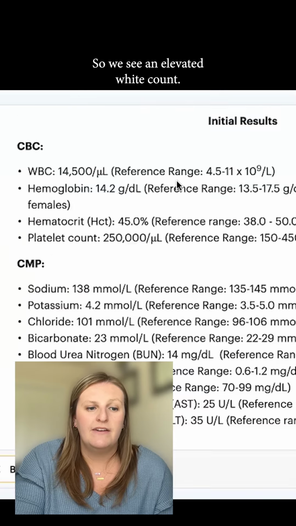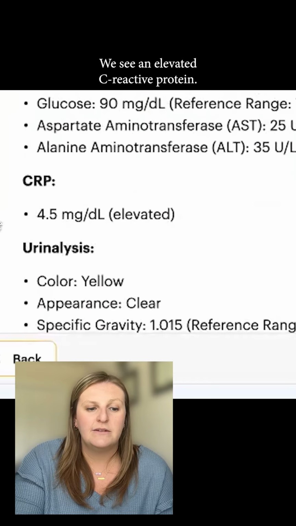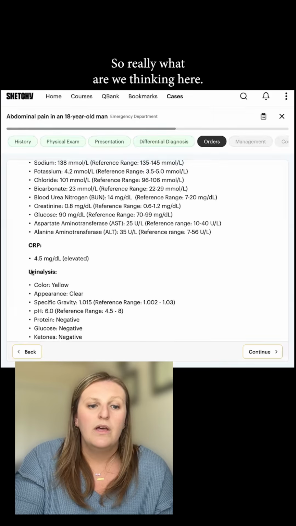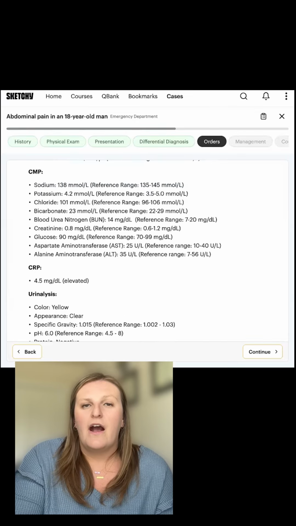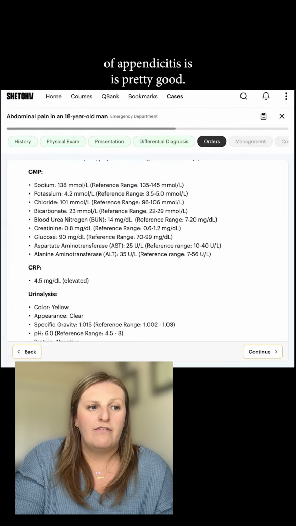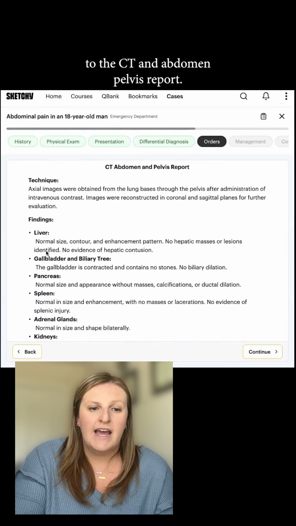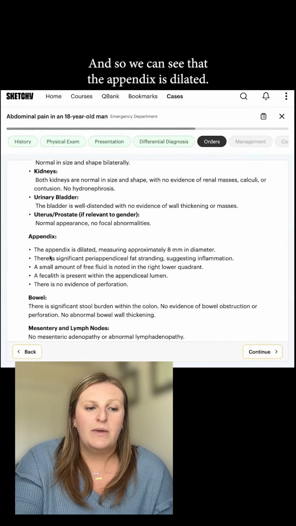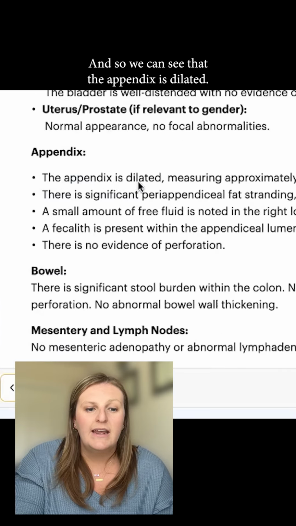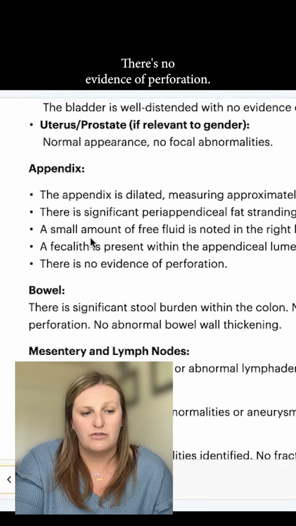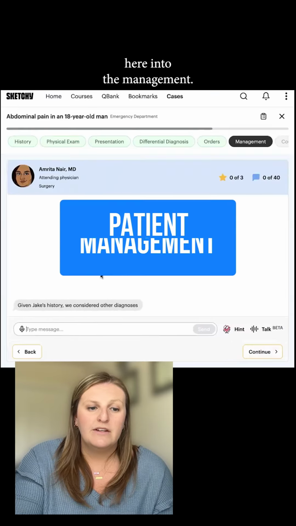We see an elevated white count, we see an elevated C-reactive protein, and our urinalysis looks negative. So really, what are we thinking here? Our original differential of appendicitis is pretty good. It's pretty solid. So we're going to move on to the CT abdomen and pelvis report. We can see that the appendix is dilated, and good news for our patient, there's no evidence of perforation.